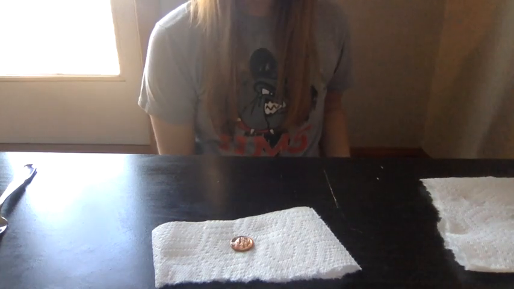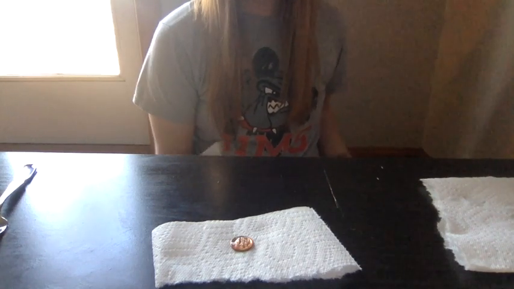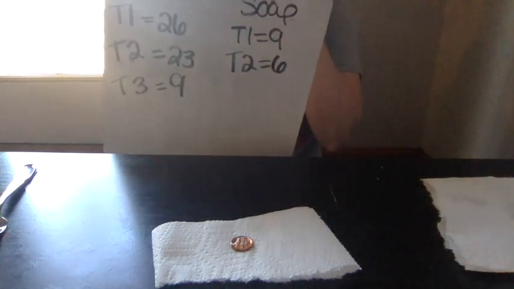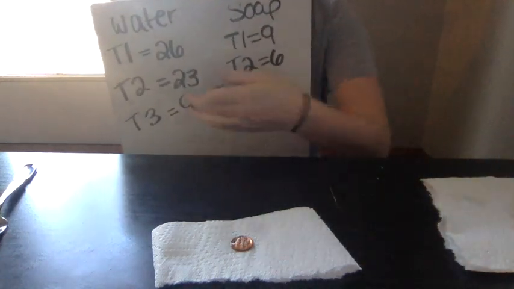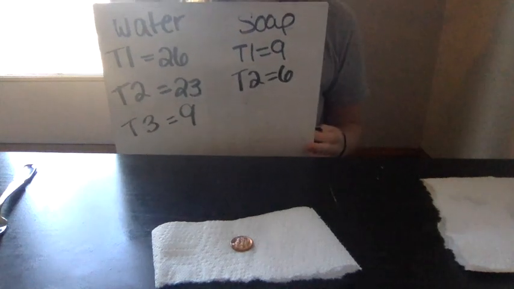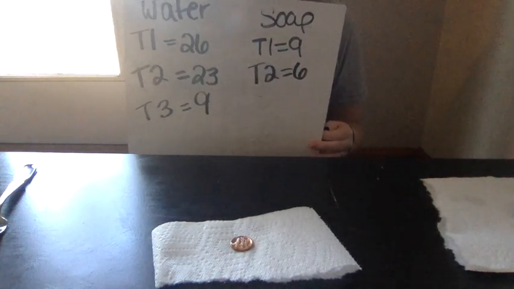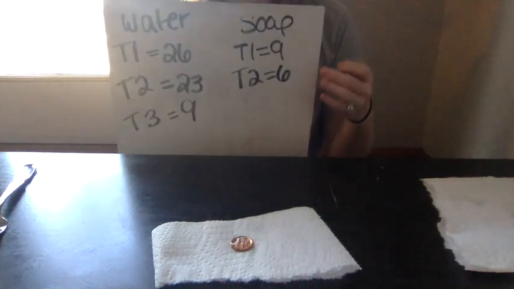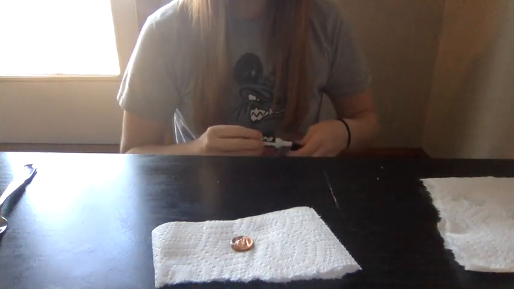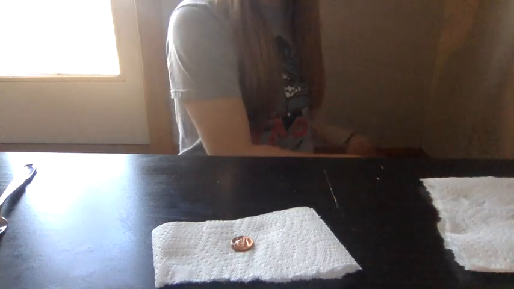So T2 equals 6. Again, significant difference from just the regular water to the soap water. The soap water can only hold 9 or 6, whereas the water could hold 26 or 23, and the lowest it got was 9. All right, last trial, trial 3.